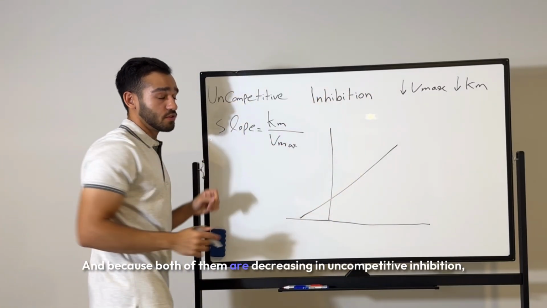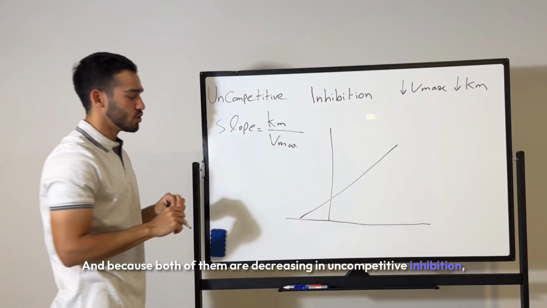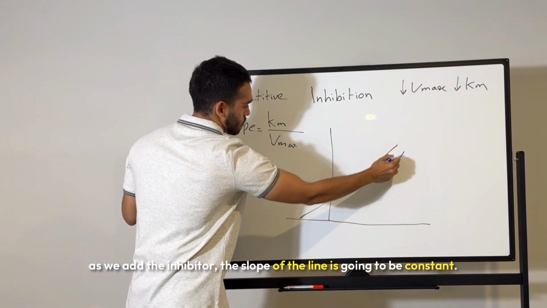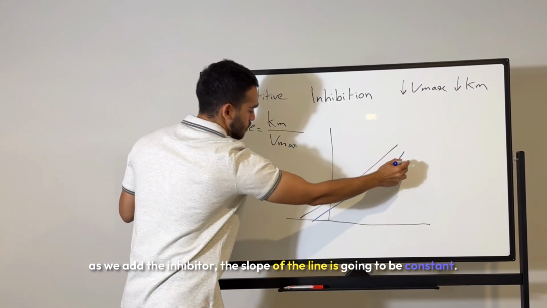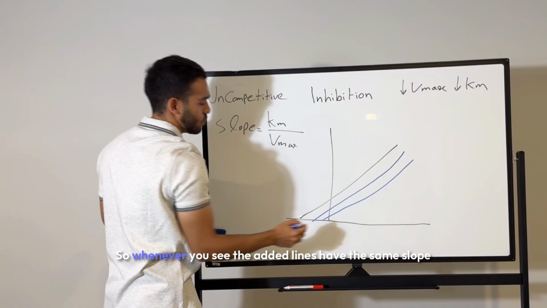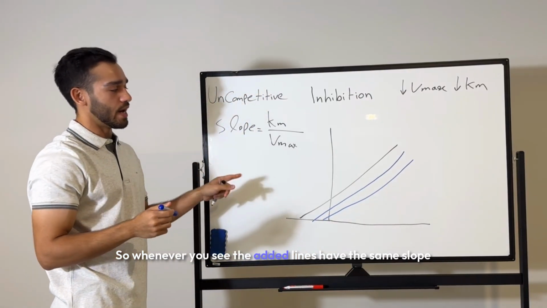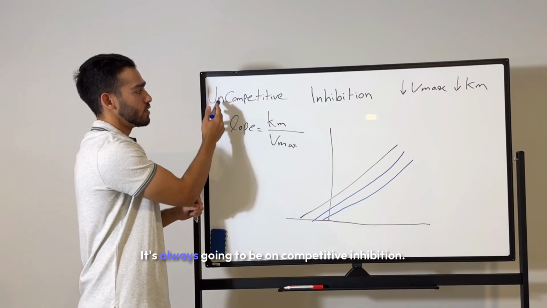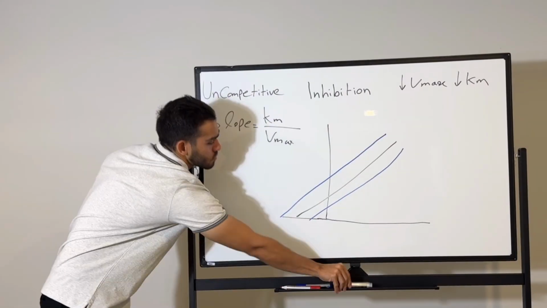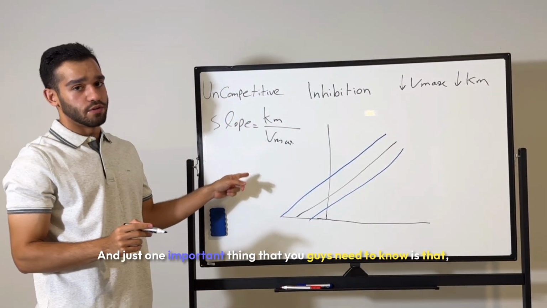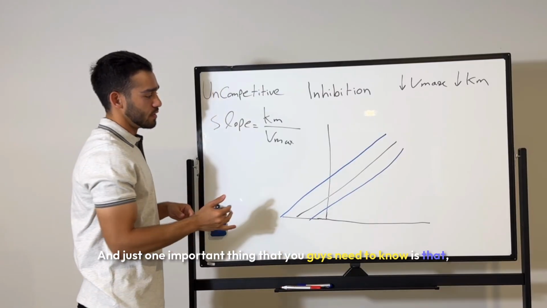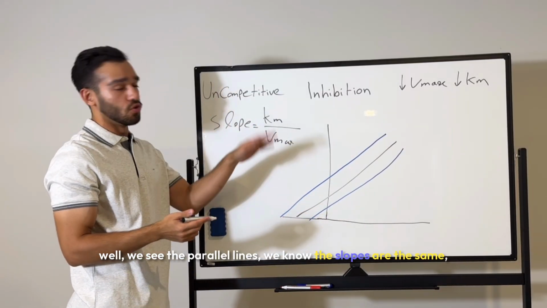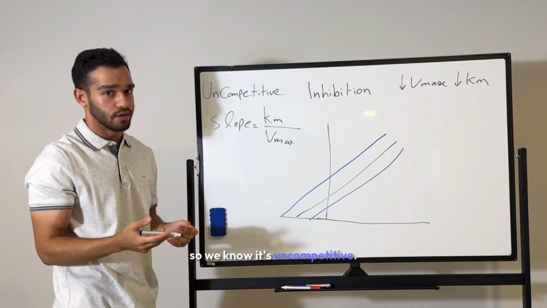And because both of them are decreasing in uncompetitive inhibition, as we add the inhibitor, the slope of the line is going to be constant. So whenever you see the added lines have the same slope, it's always going to be uncompetitive inhibition. And just one important thing that you guys need to know is that, well, we see the parallel lines, we know the slopes are the same, so we know it's uncompetitive.